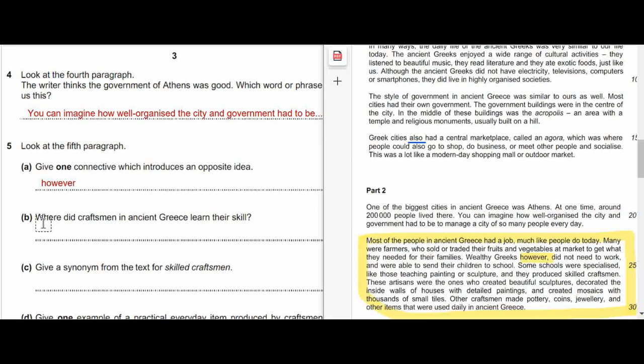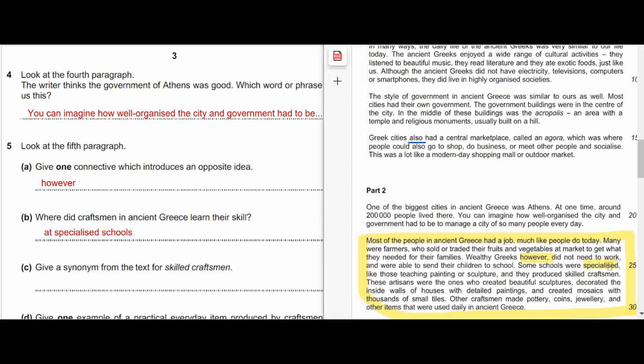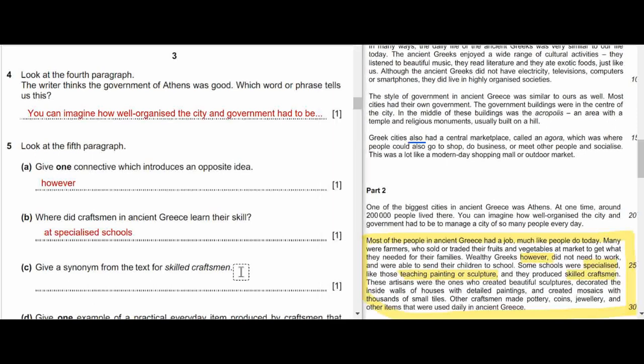For question B, where did craftsmen in ancient Greece learn their skill? You find the answer from here. Let's check out the answer now. The answer is specialized school. You see from here, some schools were specialized, those teaching painting or sculpture. That's where they produce skilled craftsmen. Next, we move on to question 5C.